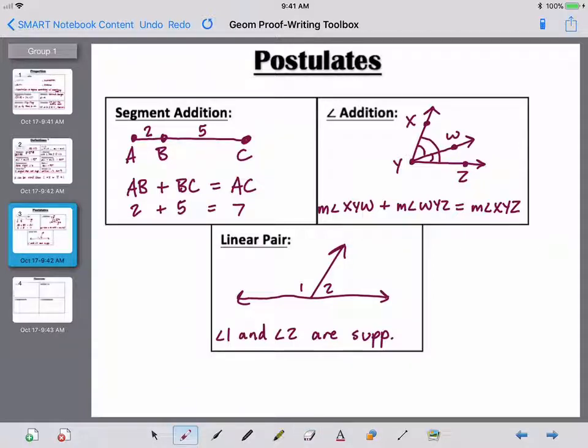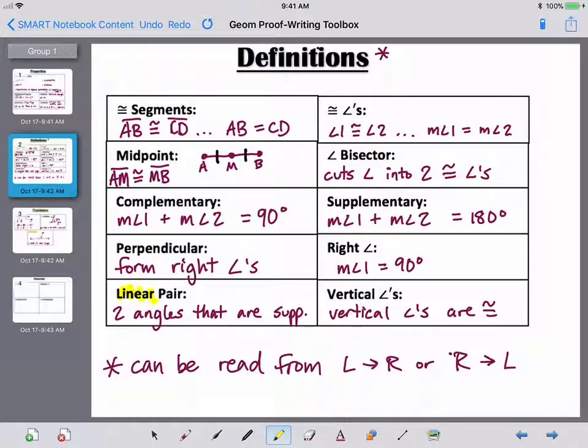Now, one thing that I just want to mention before we finish here is that a linear pair's postulate is the same thing as a linear pair's definition. So those are interchangeable. The rest, there is one definition or one postulate that you can use when we're doing our proof writing. So use this toolbox.